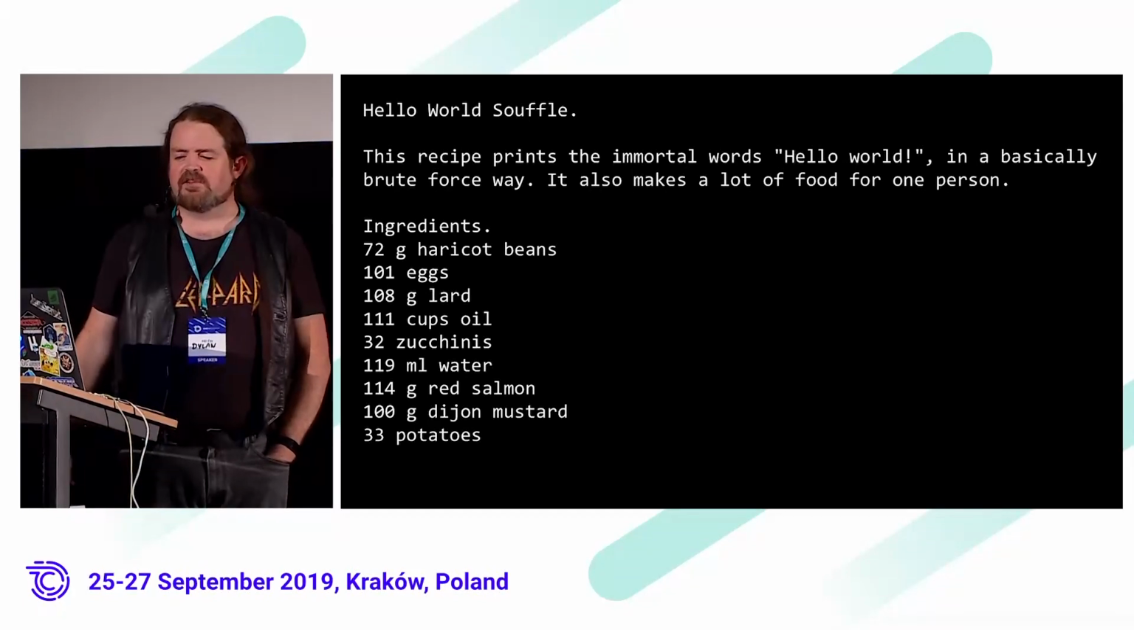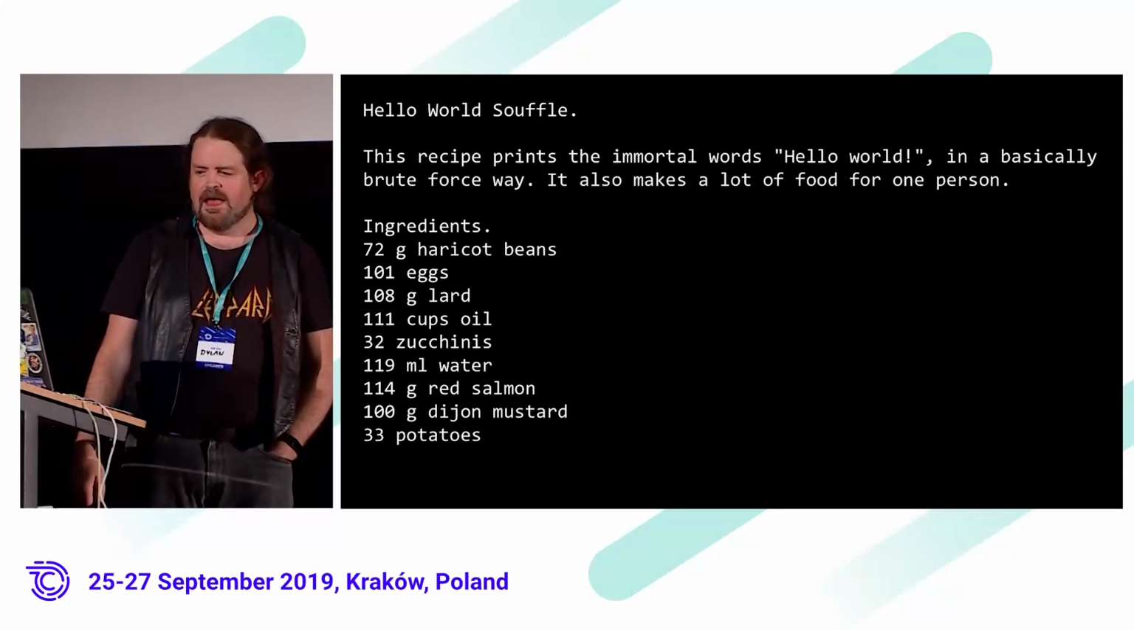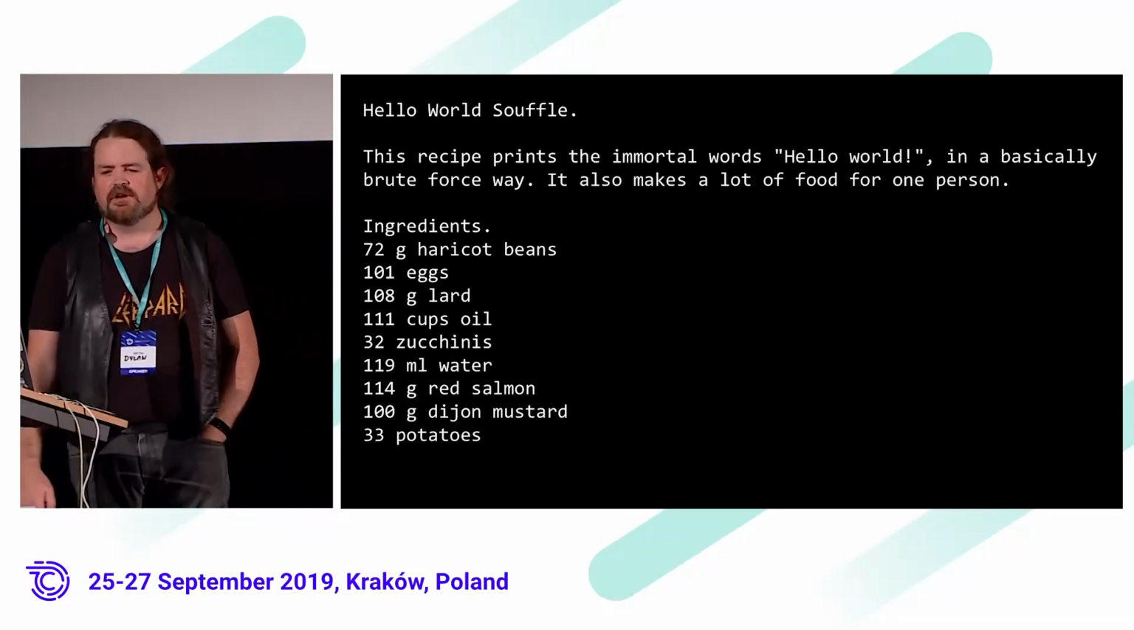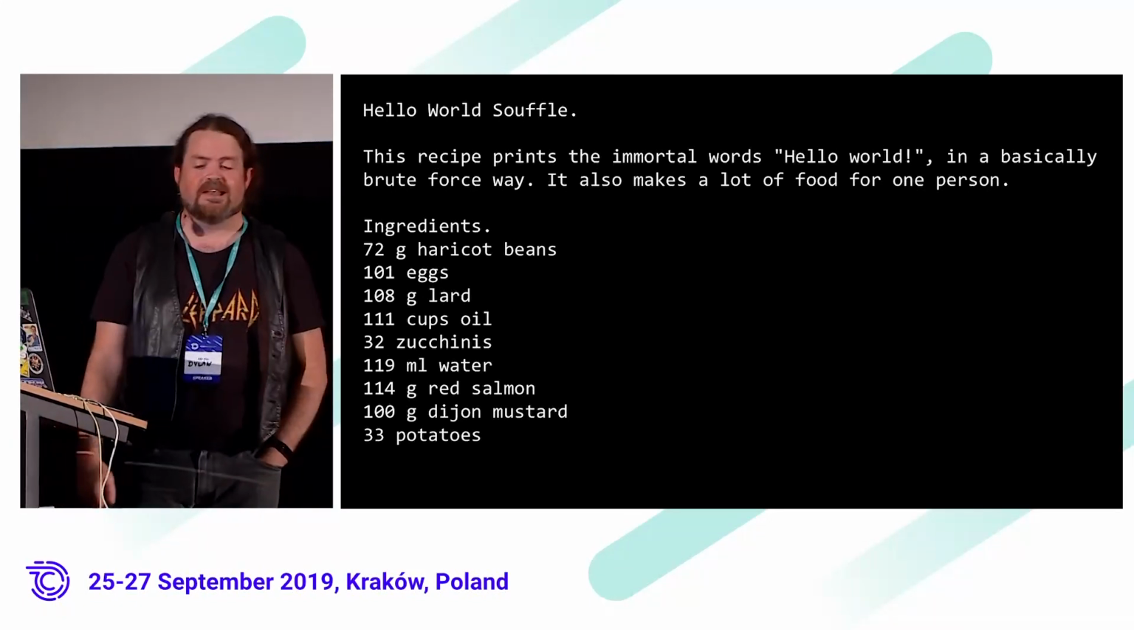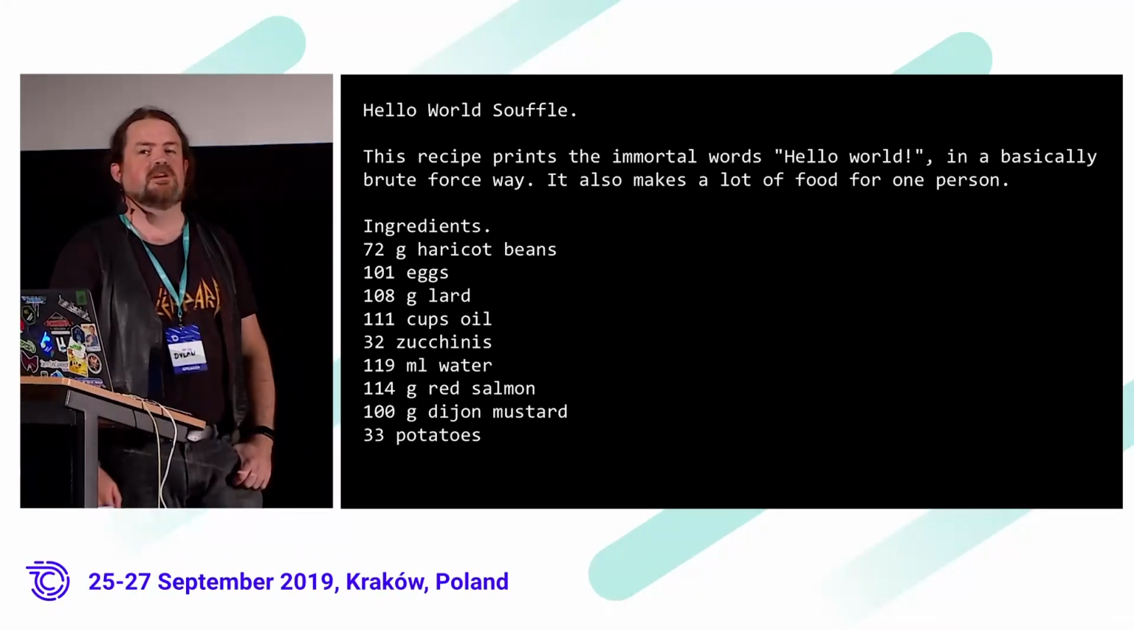Now, this is a programming language called Chef, which is designed to write programs that are also recipes. This is Hello World: 72 grams of beans, 100 eggs, 111 cups of oil, 33 potatoes, and 32 zucchinis.